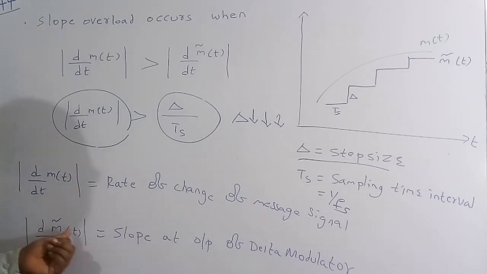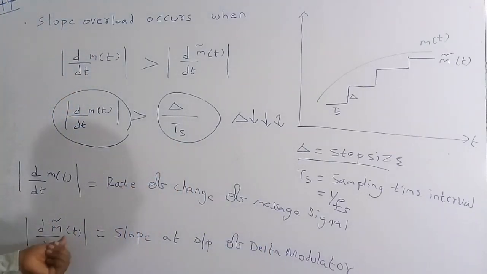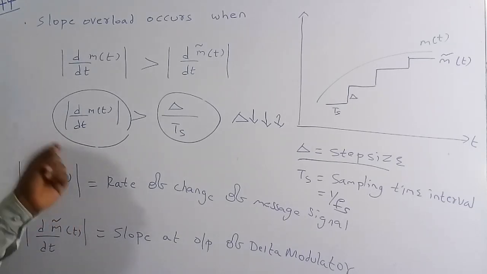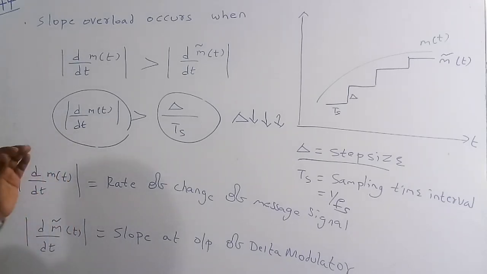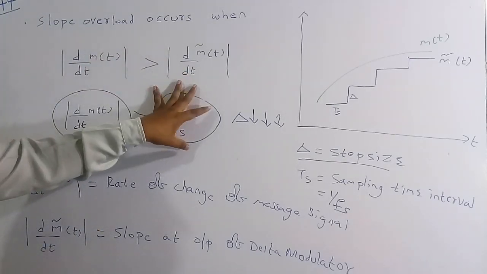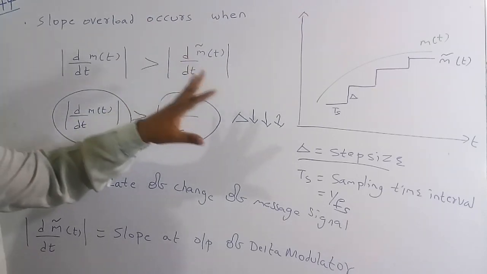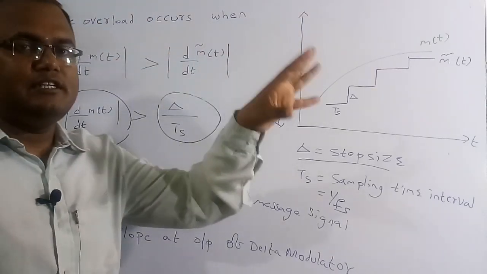Or d by dt of m cap of t with mod, we say it as the slope at the output of the delta modulator, which is the rate of change of the staircase waveform, the positive peak value only we need to figure out. So with this condition we can say whenever the slope of the message signal is higher than the slope of the staircase waveform, the output of the modulator, at that condition only slope overload is going to occur.